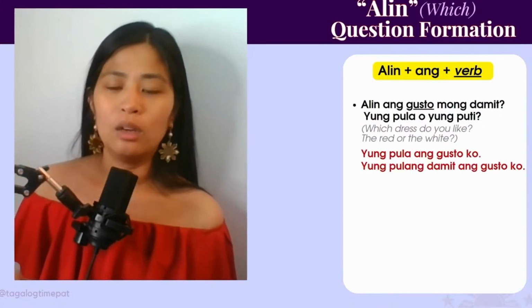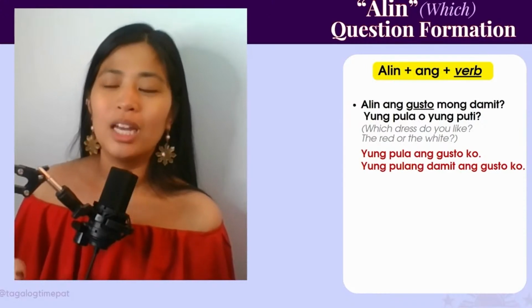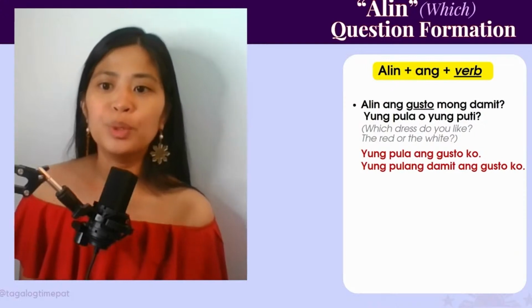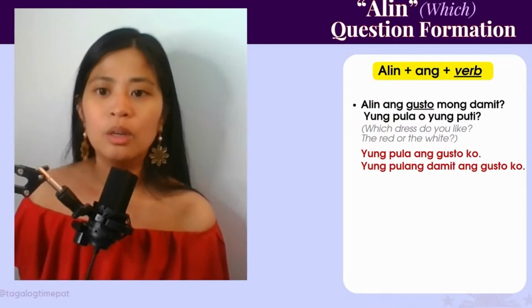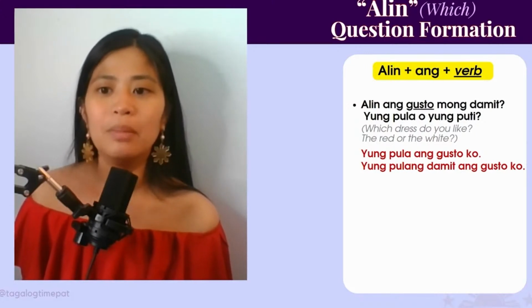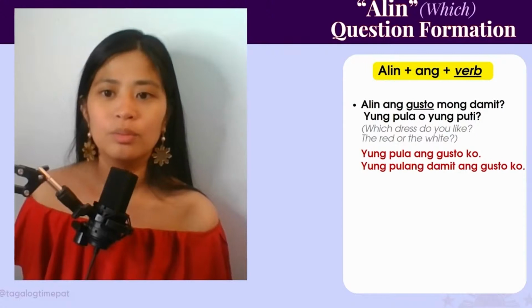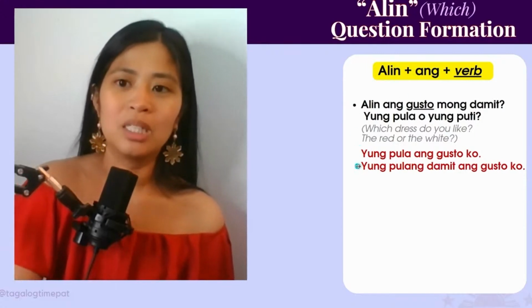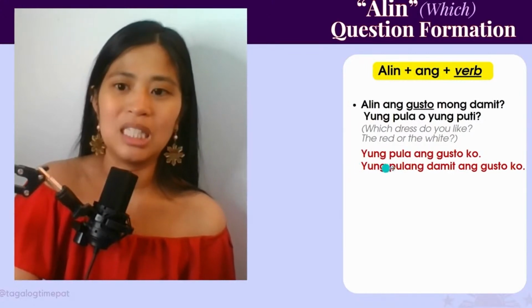Yung pula ang gusto ko. The red is the one I like. I like the red one. Or, yung pulang damit ang gusto ko. If you want to be specific, yung pulang damit ang gusto ko. So, yung pula means the red one. Yung pulang damit means the red dress, specifically.